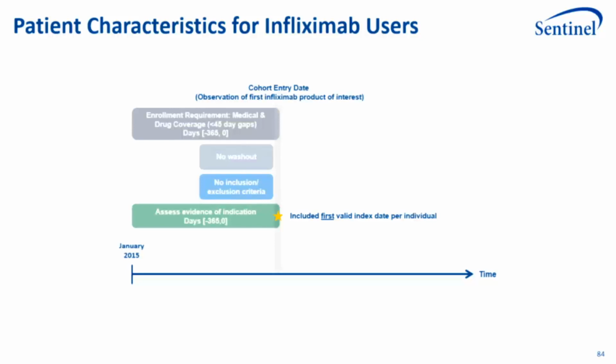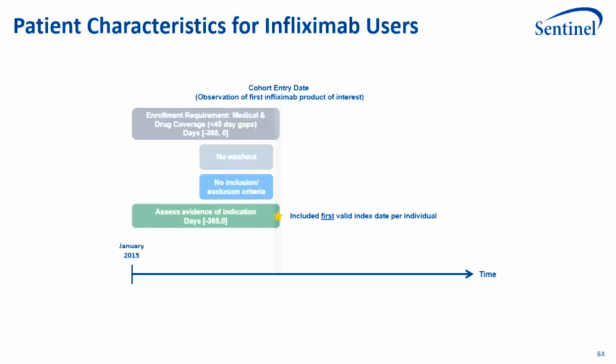We looked for people who had at least a year of medical and drug coverage, right? Because now we want to see, do you have history of the conditions that these drugs are indicated for? And so we wanted to look back 1 year among people who had coverage of both kinds. We didn't have a washout for infliximab. We didn't care if it was incident use or not. No inclusion-exclusion criteria, so we took everybody regardless of what their history was. And then we looked for the indication of interest in the 1 year prior.